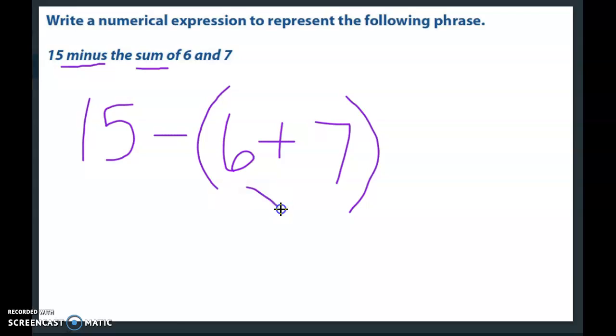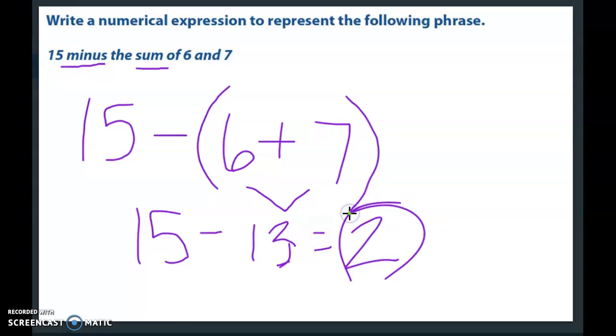So now that's easy. I add 6 plus 7, which is 13. And I'm going to bring down the rest of my expression. 15 minus 13 equals 2. So the answer to my expression is 2.